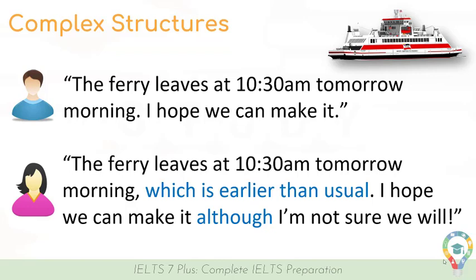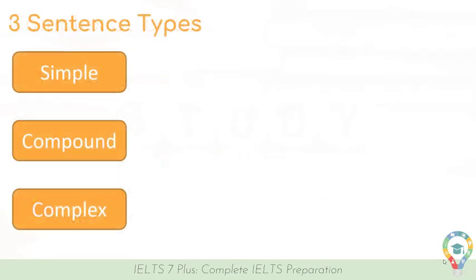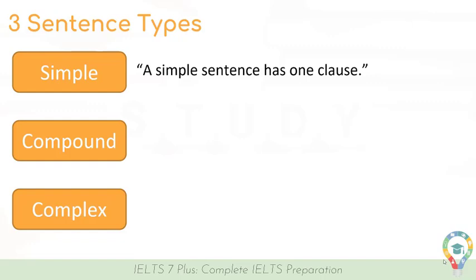Now let's take a look at the 3 main sentence types that you should be using in the IELTS speaking test. We have a simple sentence, a compound sentence, and a complex sentence. A simple sentence has one clause. Now, I should explain what a clause is, and quite simply, a clause is one piece of information. So we can see that in this example, a simple sentence has one clause. There is only one clause there.